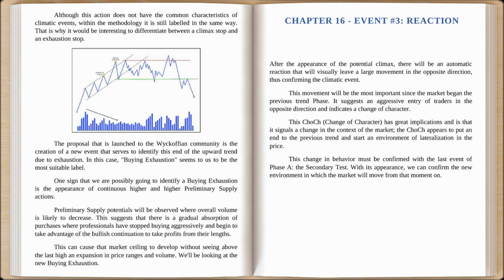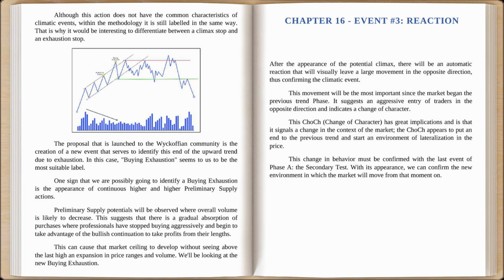One sign that we are possibly going to identify a buying exhaustion is the appearance of continuous, higher and higher preliminary supply actions. Preliminary supply potentials will be observed where overall volume is likely to decrease. This suggests that there is a gradual absorption of purchases, where professionals have stopped buying aggressively and begin to take advantage of the bullish continuation to take profits from their longs. This can cause that market ceiling to develop without seeing, above the last high, an expansion in price ranges and volume. We'll be looking at the new buying exhaustion.